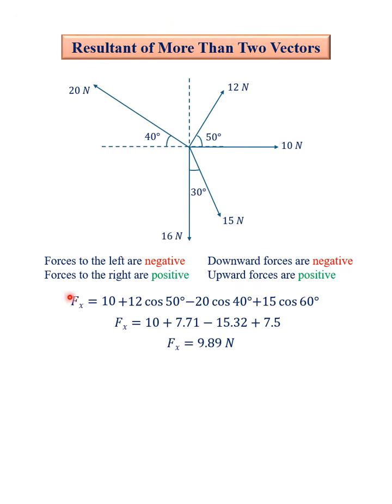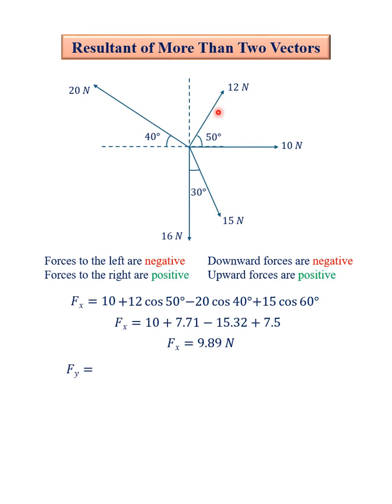We are done with the horizontal components. Let's look at the vertical component. The vertical component Fy is equal to, if you look at this force of 10 Newton, it is horizontal. It has no value to the vertical, so we are going to omit it, or if you want to write it, you do 10 sine 0. Sine 0 is 0, so this disappears because it has no effect in the vertical component.